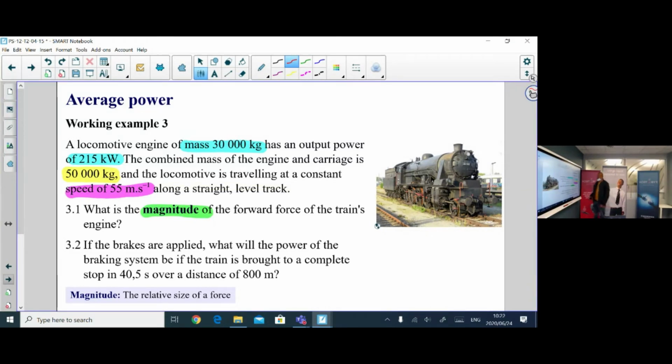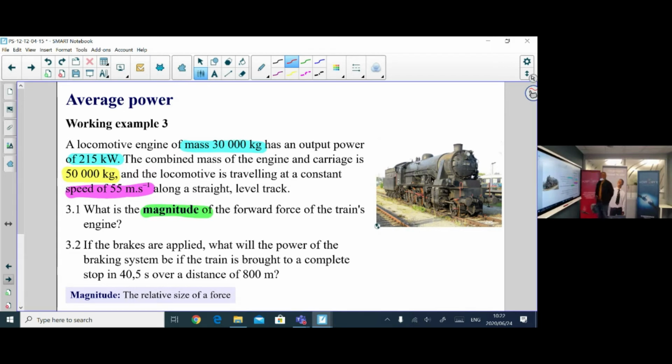In other words, when you apply the brakes, we are going to have a non-conservative force on that particular system. If the brakes are applied, what will the power of the braking system be if the train is brought to a complete stop in 40.5 seconds over a distance of 80 meters?